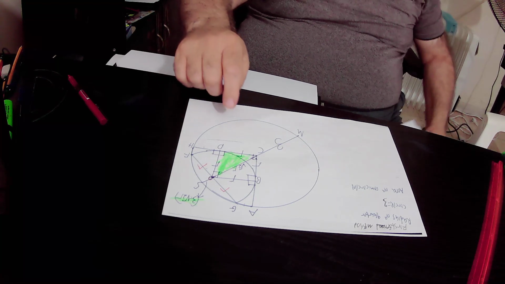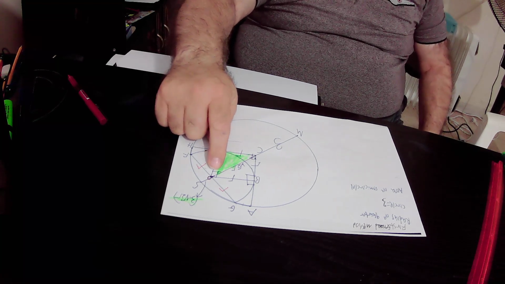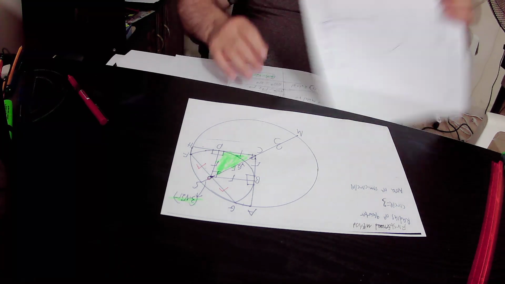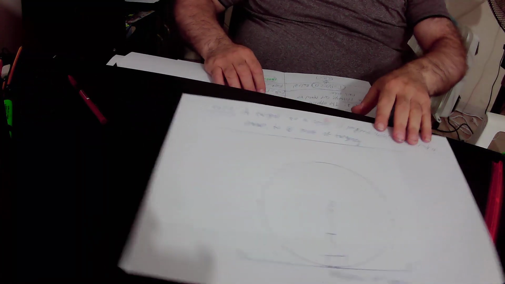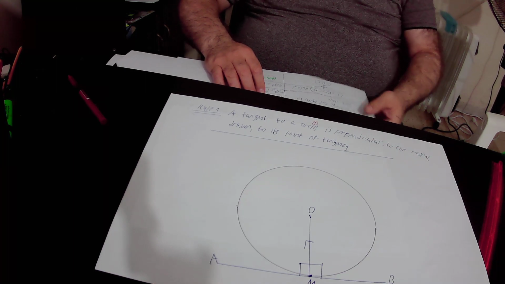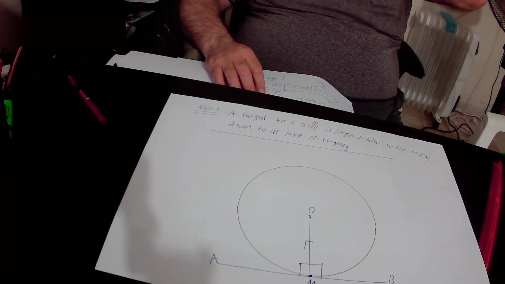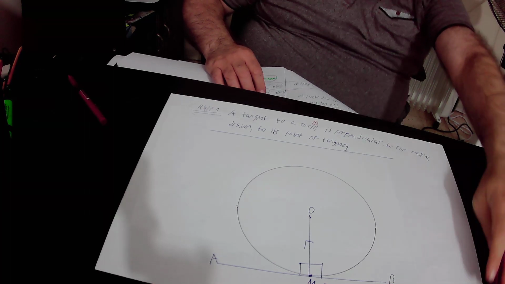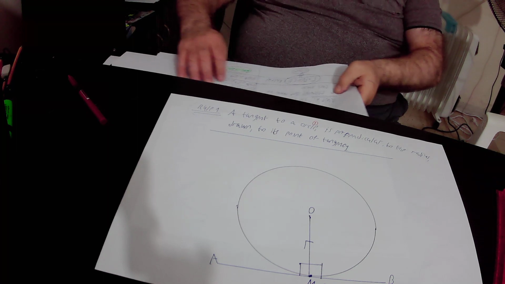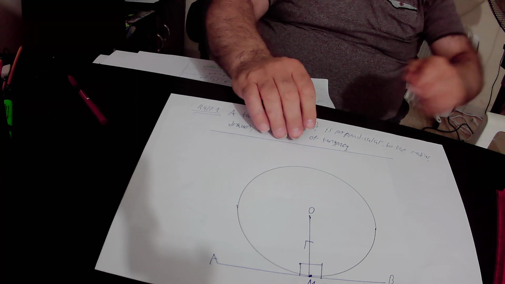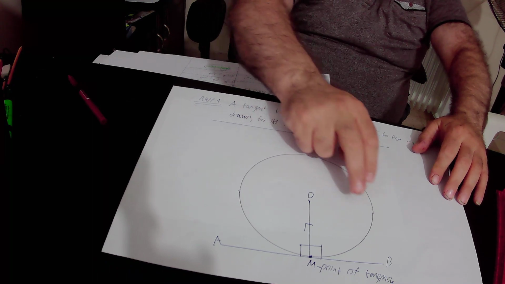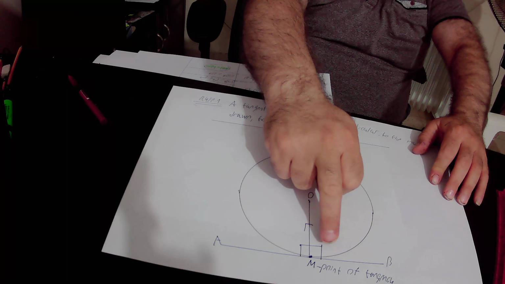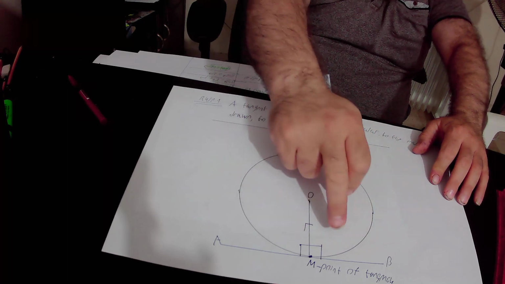So we define the center of the semicircle as point O. And then I presented to you rule number 1. According to rule number 1, a tangent to a circle is perpendicular to the radius drawn to its point of tangency. So what is the meaning of rule number 1? If we have this circle and we have tangent AB, tangent AB is tangent to this circle at point M. Point M is the point of tangency of tangent AB with this circle.